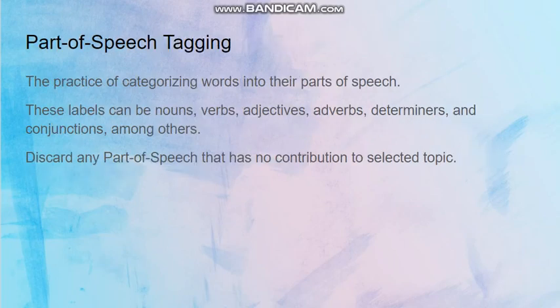Part of speech tagging. This practice means categorizing words into their part of speech. These labels can be nouns, verbs, adjectives, adverbs, determiners, and conjunctions.